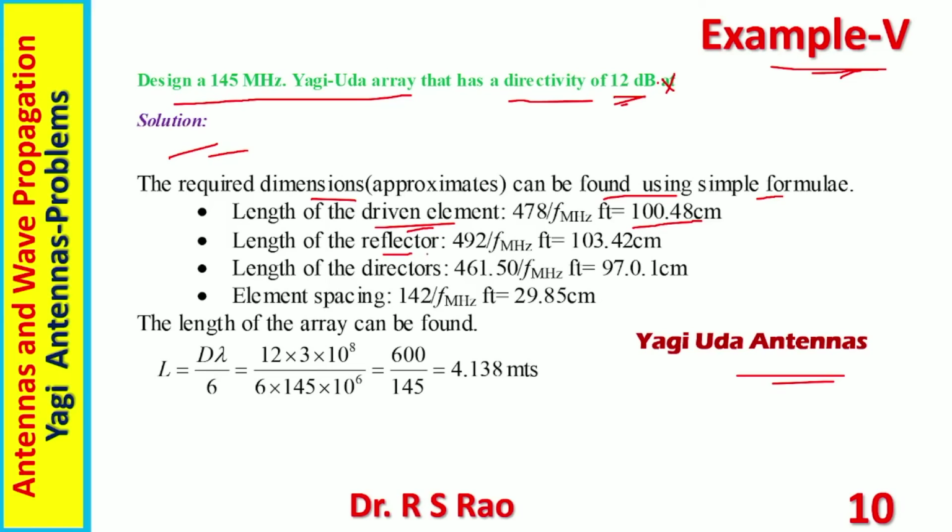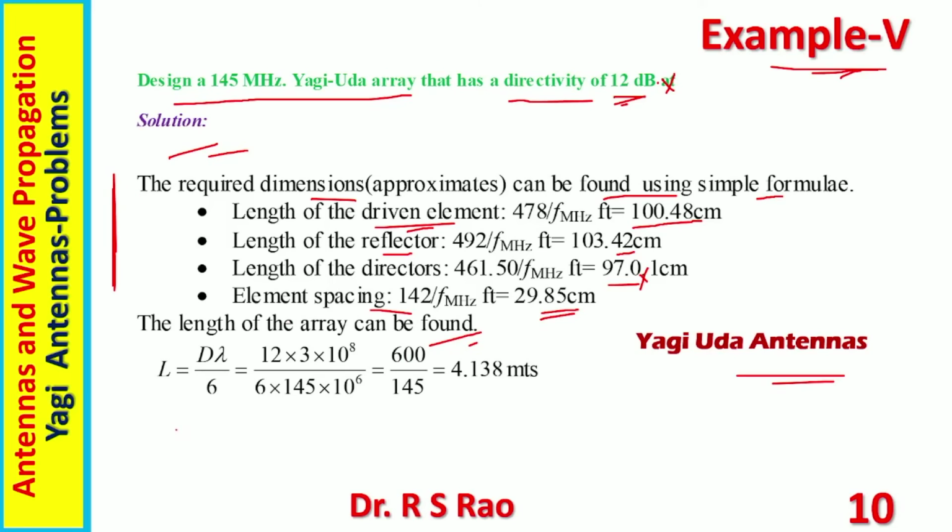Length of reflector becomes 103.42 cm. Length of directors is 97.01 cm. Element spacing becomes 29.85 cm. These are the dimensions of the elements.